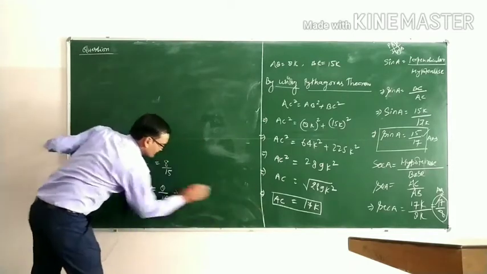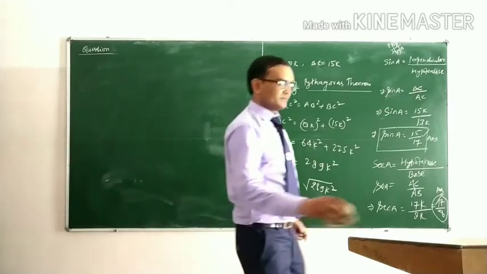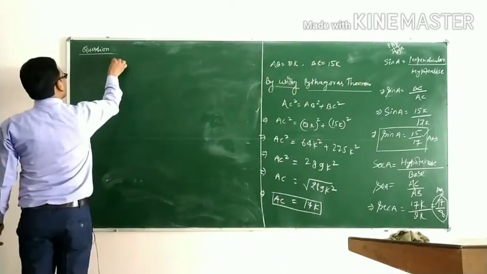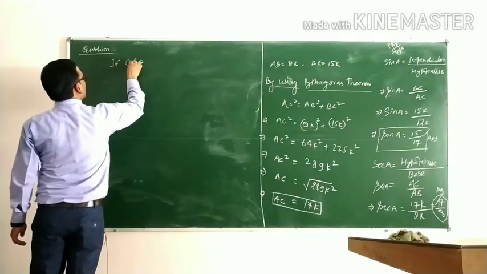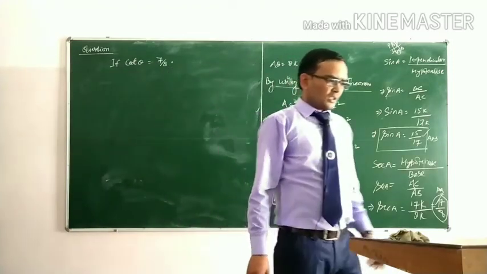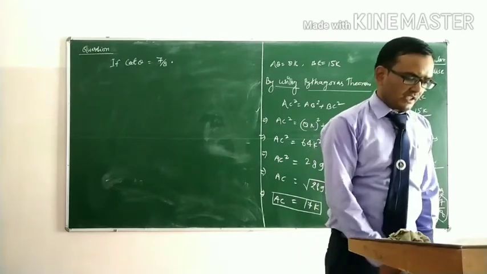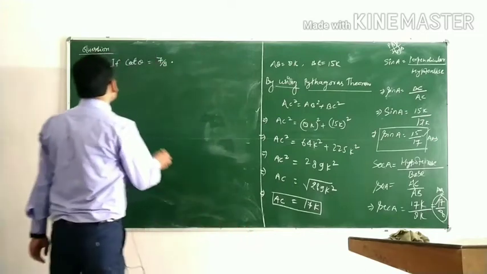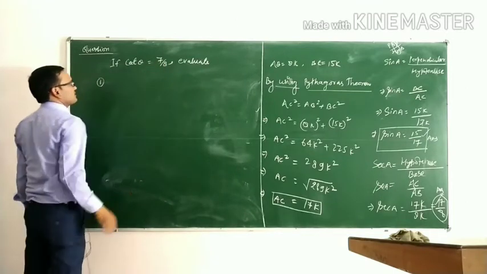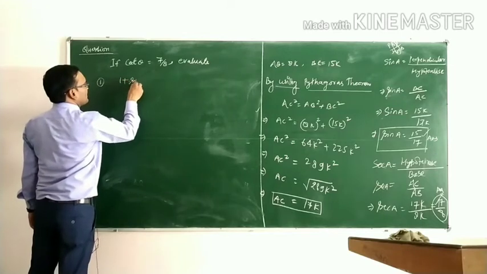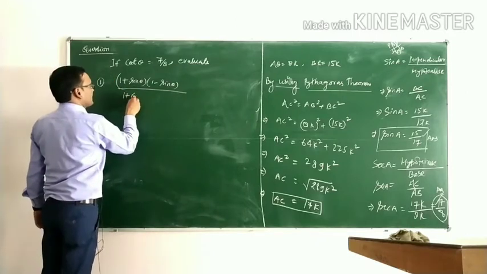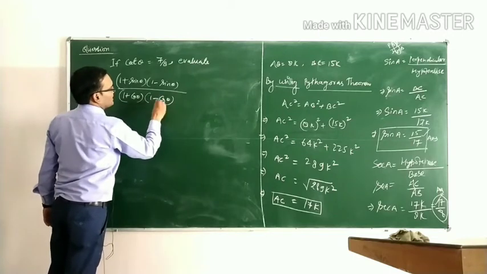The question says that if cot theta is equal to 7/8, evaluate (1 plus sin theta)(1 minus sin theta) upon (1 plus cos theta)(1 minus cos theta).